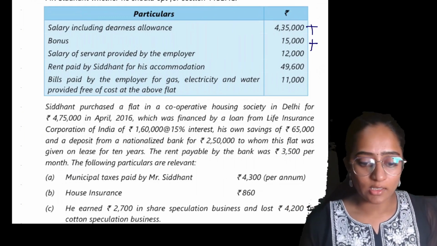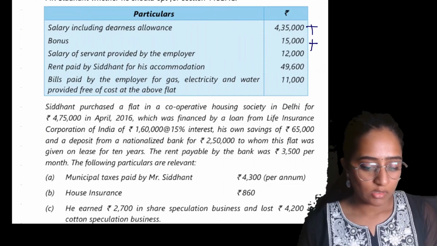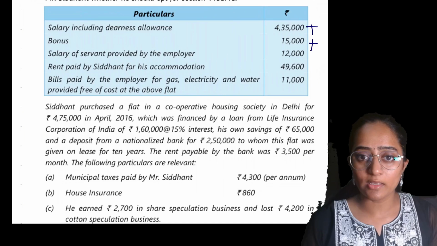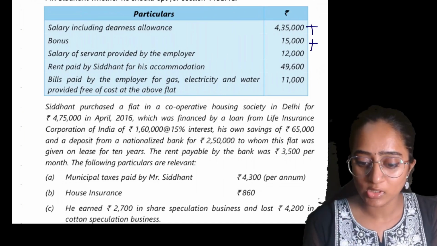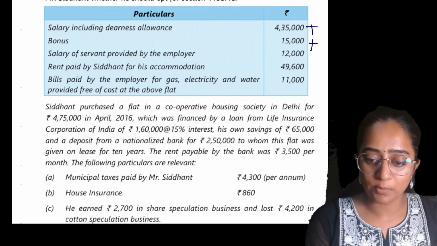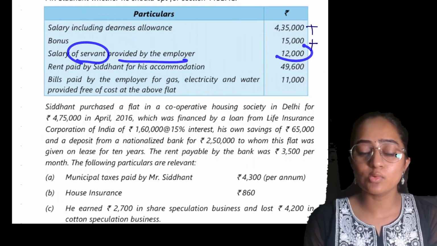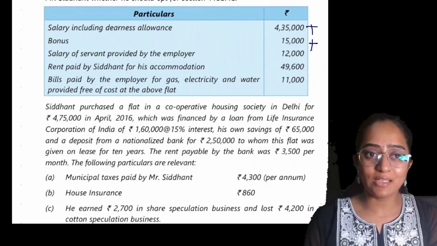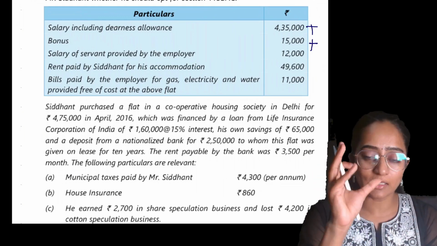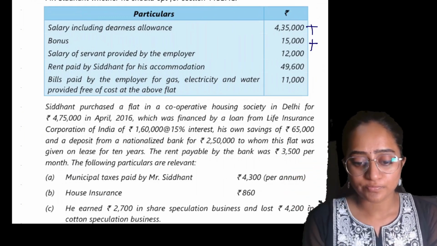So, the salary of the servant provided by the employer is 12,000, and the rent paid by Siddhant for his accommodation is 49,600. Observe, people: the salary of the servant provided by the employer is 12,000 rupees. Remember, anything provided by the employer to specified employees, that is certain services, the list of 5 services provided under 17(3) clause 3, you can see over there.